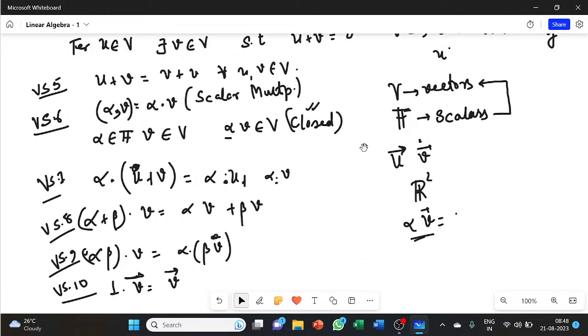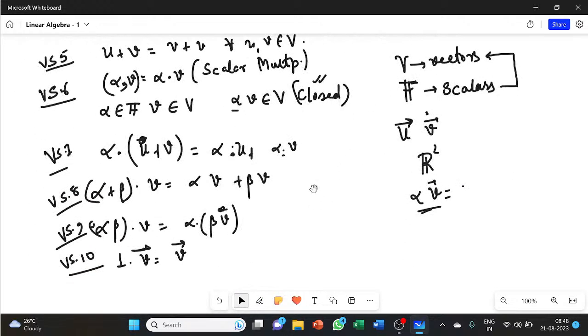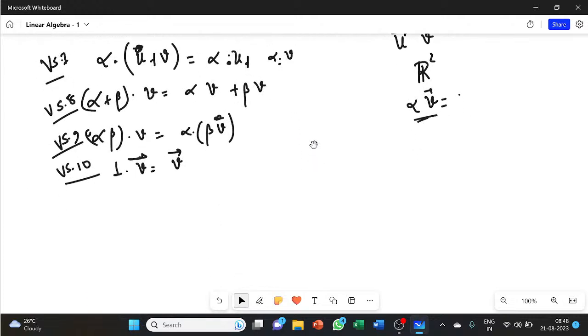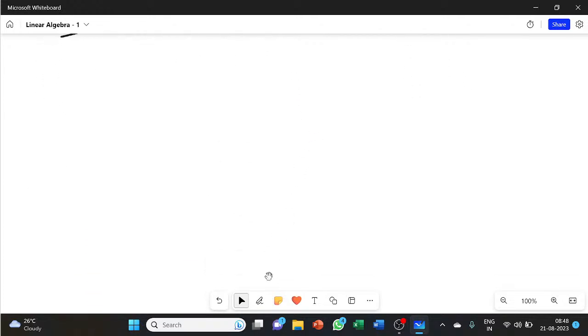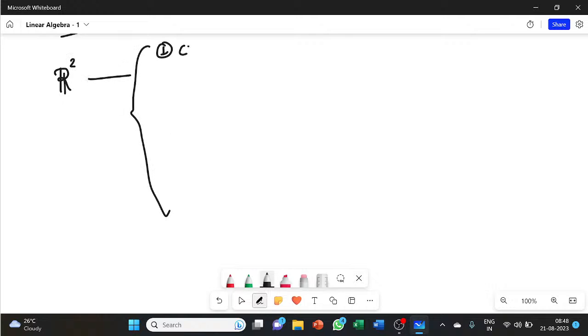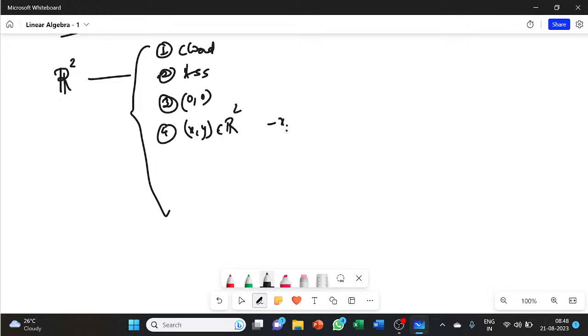So if all these properties are satisfied, we say that the algebraic structure is a vector space. Let's say I talked about R squared. Now let us think of it. The vector addition is closed. Yes, indeed. Vector addition is associative. Yes, indeed. There exists an identity element. Yes. For every (x, y) which belongs to R squared, there is an element minus x, minus y belonging to R squared. Yes, so the inverse exists. Addition is commutative. Yes, indeed.